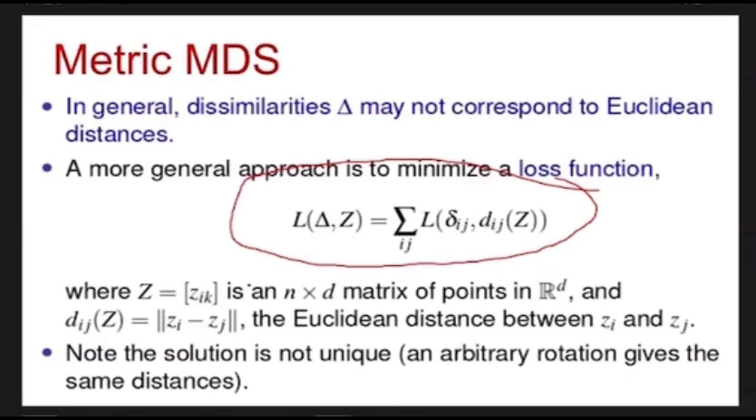I said in general, the similarity may not correspond to Euclidean distances. You have a dissimilarity, like the distance between data points in the high dimensional space, and you also have distances in the lower dimensional space. Now the question is: is the distance in the higher dimensional space preserved in the lower dimensional space? If I'm going to answer that question, it's not going to be exact. There's going to be a gap. We'll try to minimize the gap. Okay?